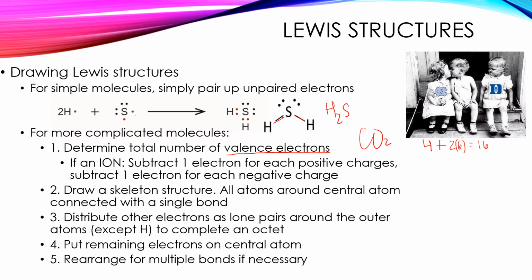If we're drawing the Lewis structure of an ion, we just need to take its charge into account. If it has a positive charge, we would subtract that many electrons. If it's got a negative charge, we would add that many electrons to the total.